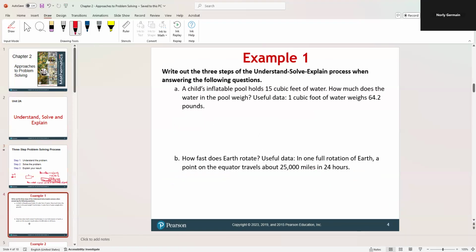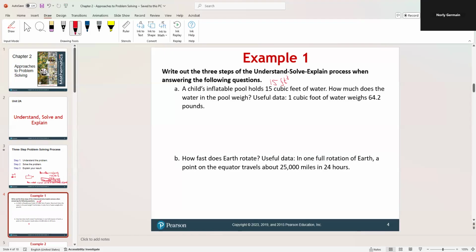Now, we can argue about different ways of doing so, but let's go very quickly over a few examples. In this one right here, it asks us to write out the 3 steps of the understand, solve, explain process when answering the following questions. So, understand, solve, explain. A child's inflatable pool holds 15 cubic feet of water. Usually we would write it like this, cubic feet, right, of water. How much does the water in the pool weigh?